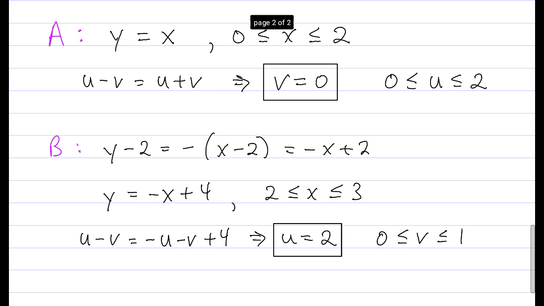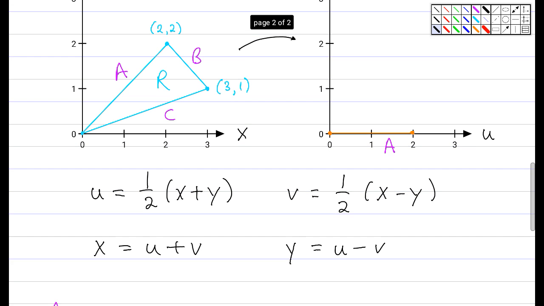Let's put that in our graph. U equals 2. That's this nice vertical line right here. Get it as close as I can there. Okay, that's segment B.